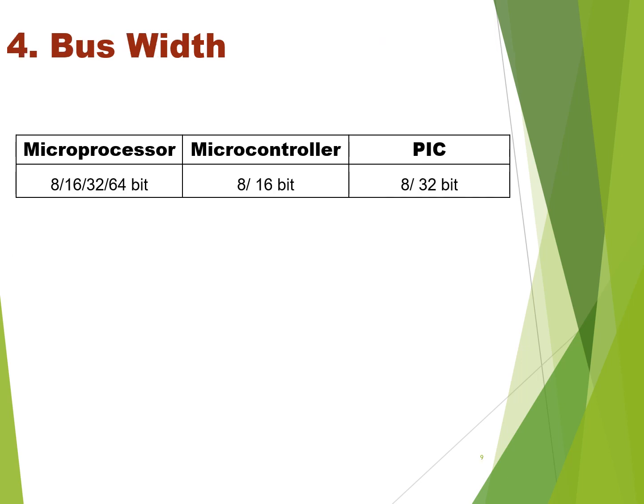The next comparison which I'm going to discuss is the bus width. Microprocessor comes with 8-bit, 16-bit, 32-bit and 64-bit bus capacity, whereas microcontroller is available only with 8-bit and 16-bit bus width. PIC controller comes with 8 and 32-bit bus width.